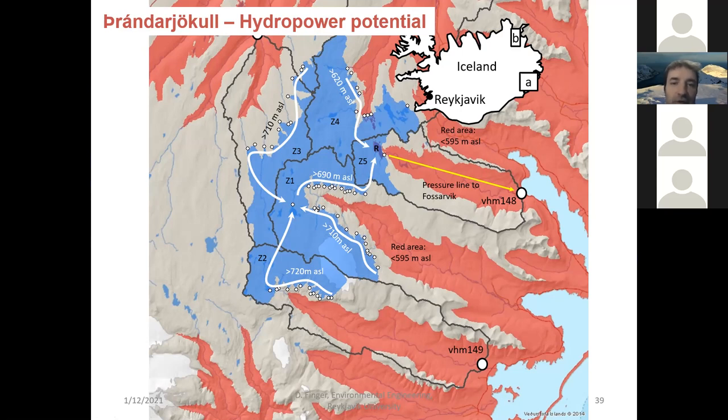It doesn't mean that we would like to develop this. And of course, part of this area is in a nature reserve. This is of course a political and also social discussion, whether it's worthwhile to develop it. But using hydrological models, you could at least estimate what the potential is, how much water is available, and then you can start a discussion on what is worthwhile using for hydropower and whatnot.